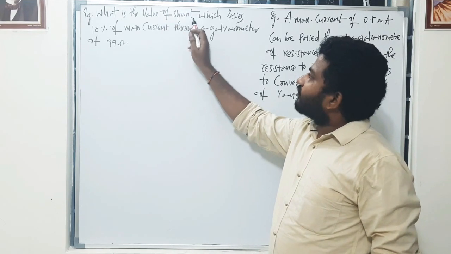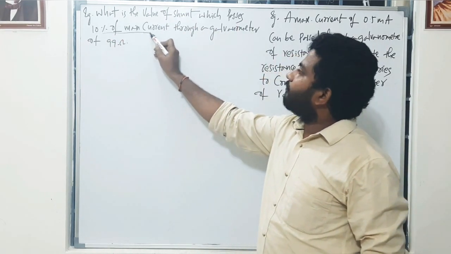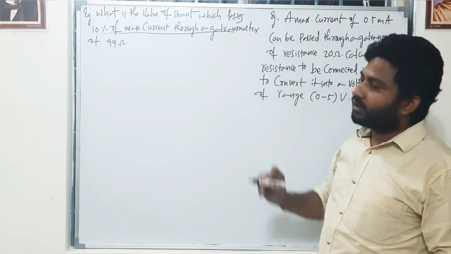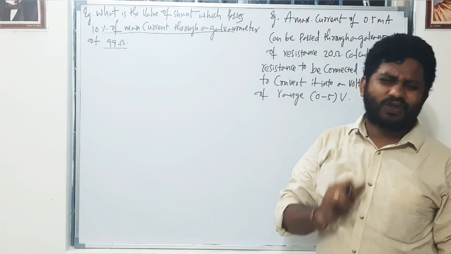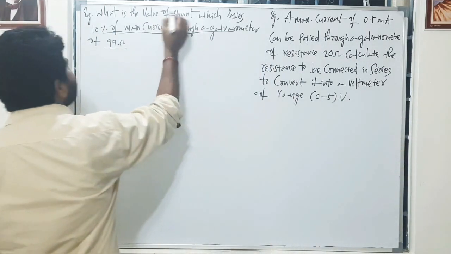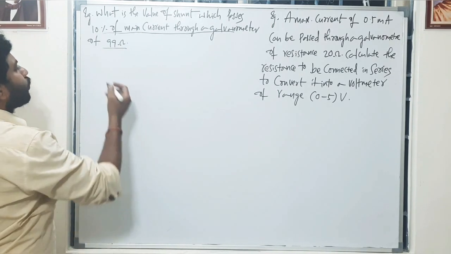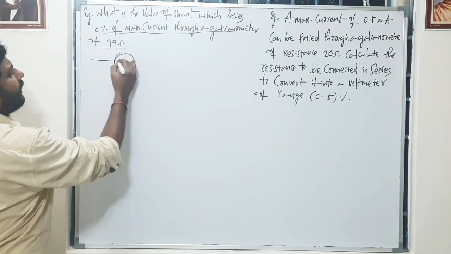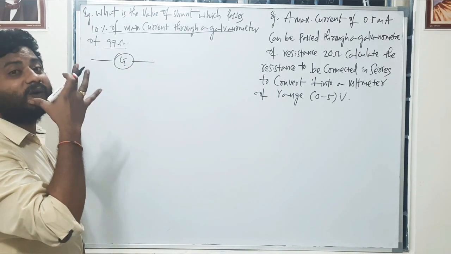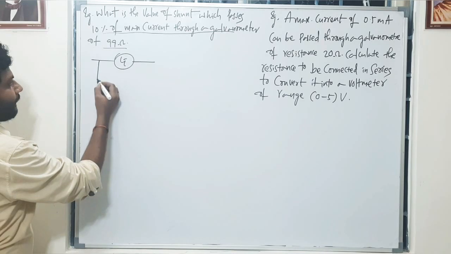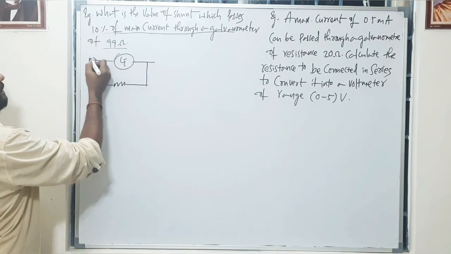What is the value of shunt which passes 10% of main current through the galvanometer of 99 ohm resistance? So simple. What is the value of shunt? Immediately on seeing that, you should try to make a simple diagram of how the galvanometer is converted into an ammeter. This is G and there is a shunt here. Current I passes through that.